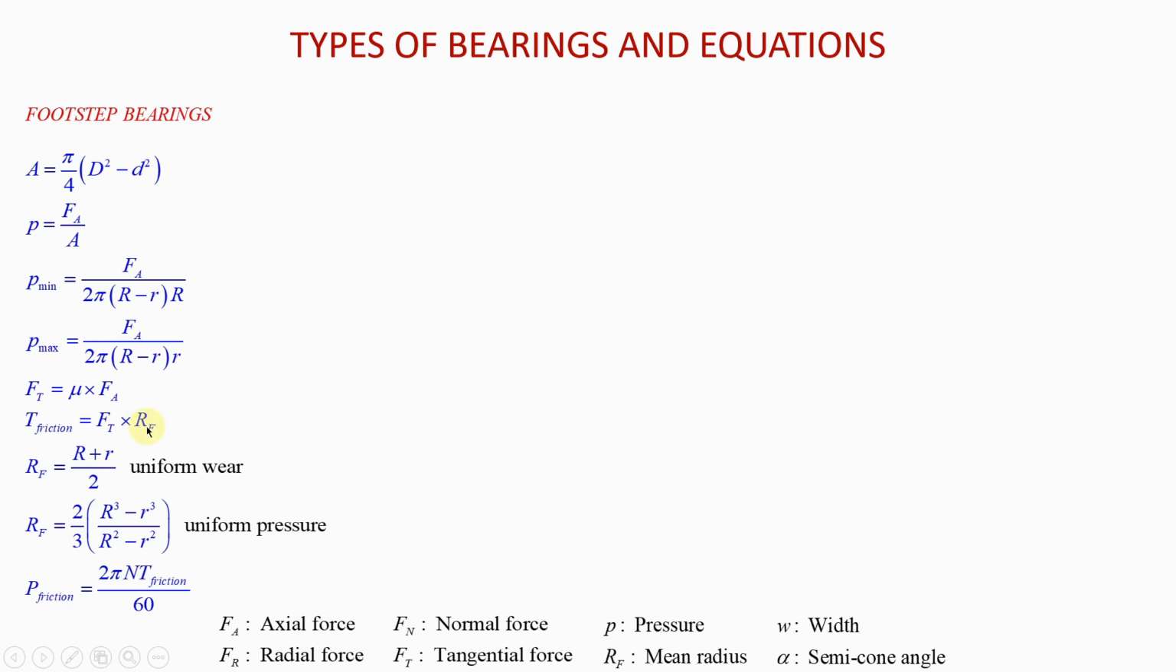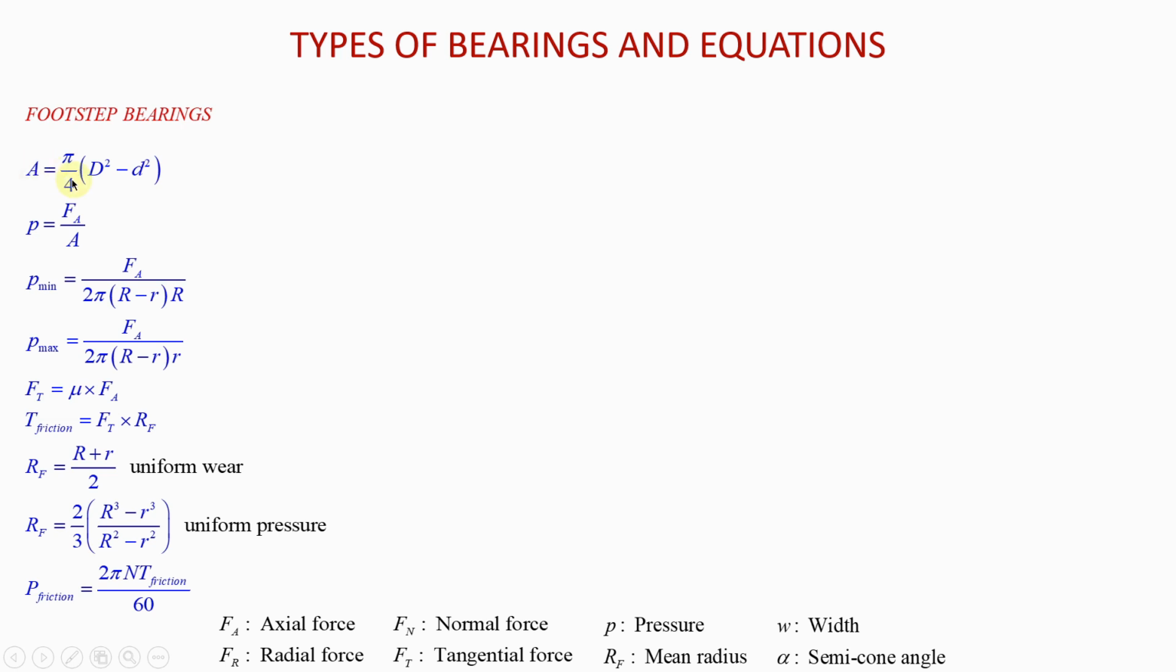Now, this is particularly interesting because the mean radius is calculated using either this equation or that equation, depending on whether you are dealing with a situation where you have to assume uniform wear or a situation where you are told to assume uniform pressure, okay? So depending on what your question tells you, you will decide which of these two equations you need to use to find the mean radius, okay? But these equations are the equations that are associated with footstep bearings, okay?